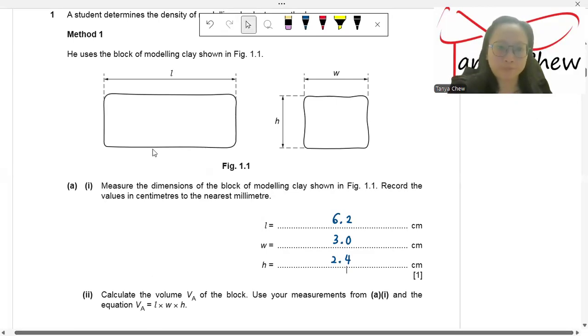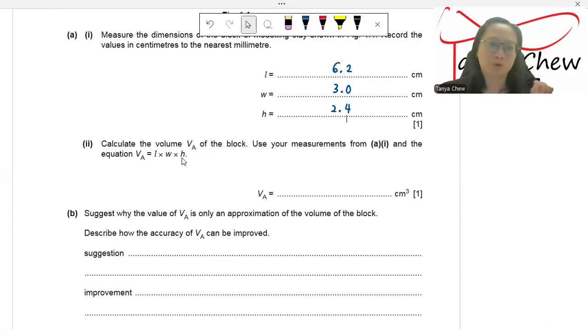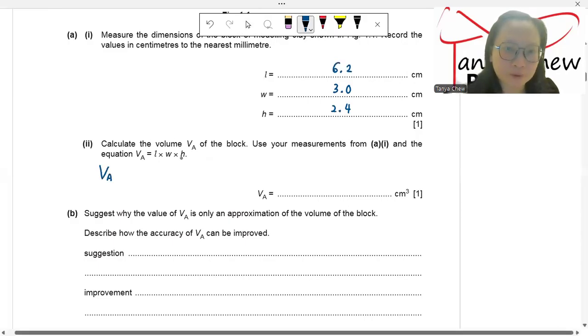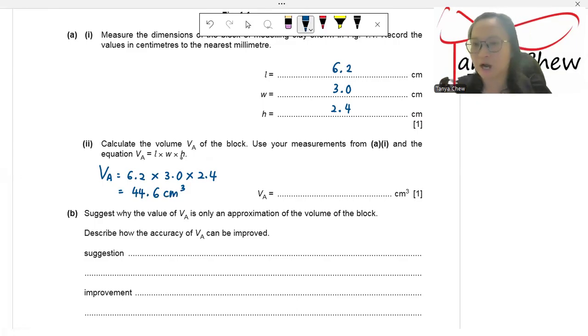Now, the third one, calculate the volume VA of the block. Use your measurements from part 1 and the equation VA is equal to L multiplied by W multiplied by H. VA, L is 6.2 multiplied by W, which is 3.0, multiplied by H, which is 2.4. I got 44.6 cm cube. In this case, VA is called calculated data because we are using our calculator to do the calculation.